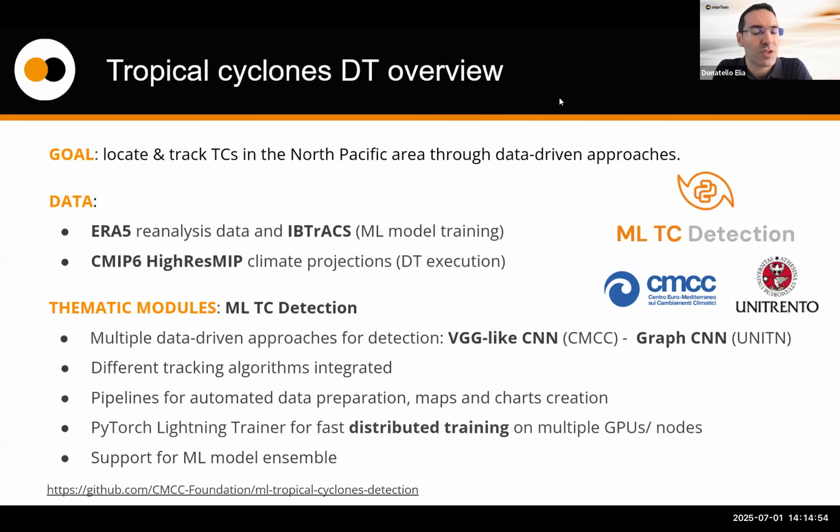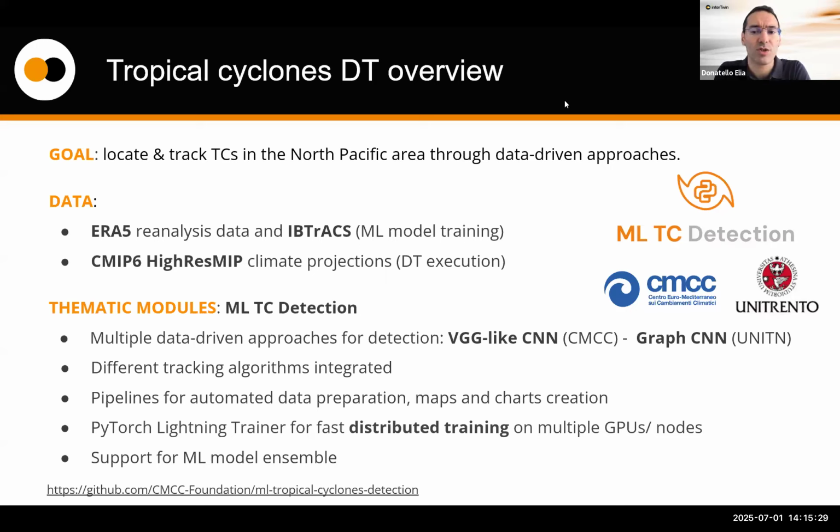So the first digital twin, which aims to locate and track tropical cyclones, uses a data-driven approach. In particular, we're focusing on the North Pacific domain, as this is the one with the highest number of cyclones historically. We're using the ERA5 reanalysis data and IBTrACS records, which provide the record of historical tropical cyclones, for training the model, while CMIP6 climate projection data is used for the execution of the digital twin.